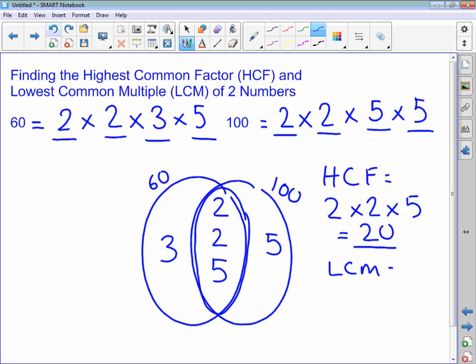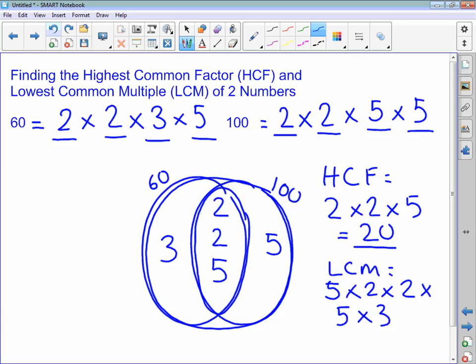And the lowest common multiple is all the numbers in the Venn diagram multiplied together. So 5 times 2 times 2 times 5 times 3. 5 times 2 is 10, times 2 is 20, times 5 is 100, times by 3 is 300. So the lowest common multiple is 300.